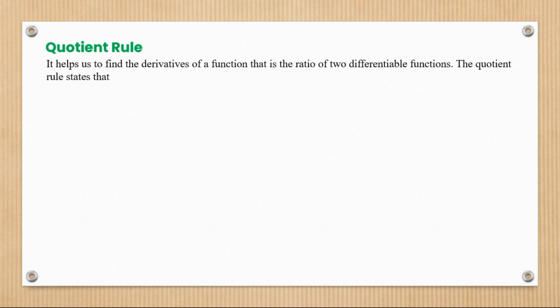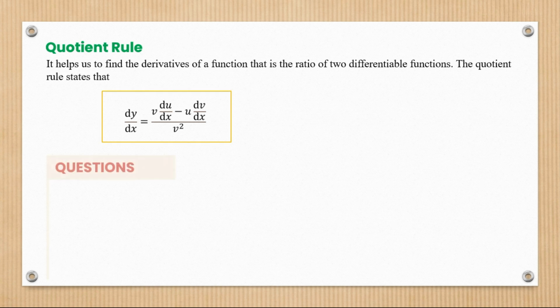Alright, so lastly, let's look at the quotient rule. The quotient rule helps us find the derivatives of a function that is the ratio of two differentiable functions. The quotient rule states that dy/dx equals (v du/dx minus u dv/dx) over v squared. Now the product rule deals with the product of two or more functions, while the quotient rule deals with ratios, that means two different functions dividing one another.